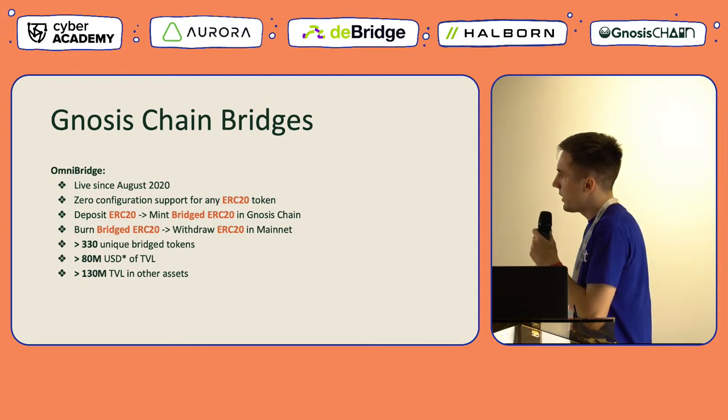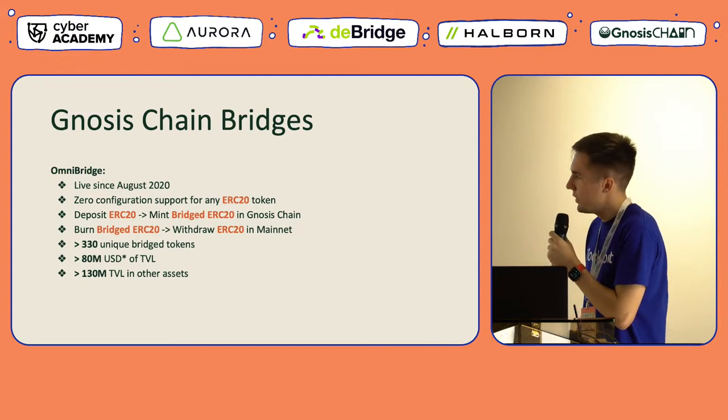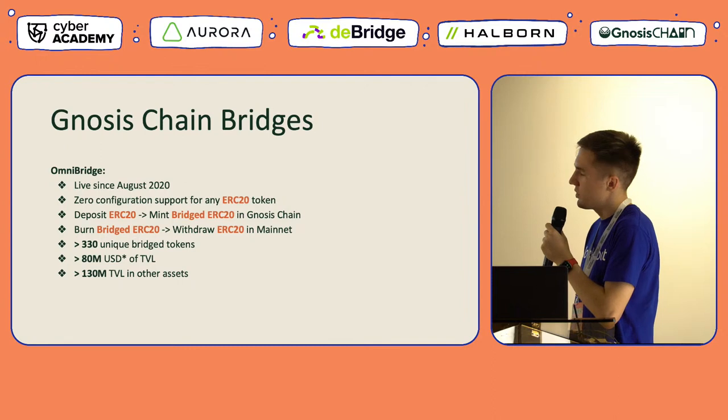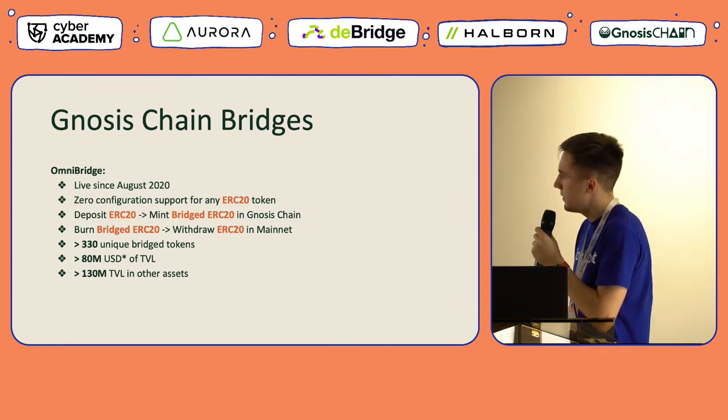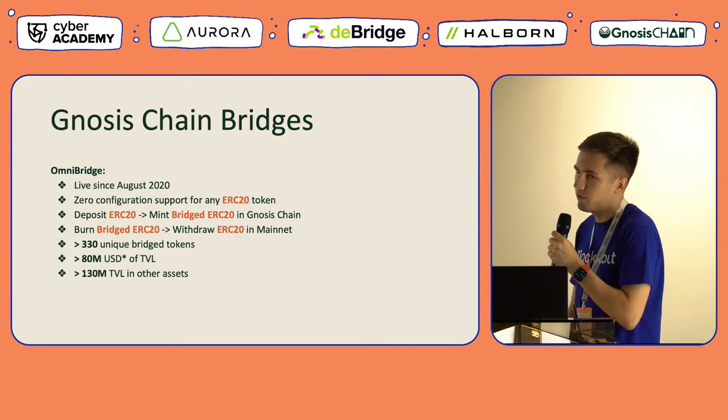So as of today, we currently support more than 330 unique ERC20 tokens. The bridge holds more than 80 million USD in stablecoins in TVL and more than 130 million of TVL in other volatile assets.